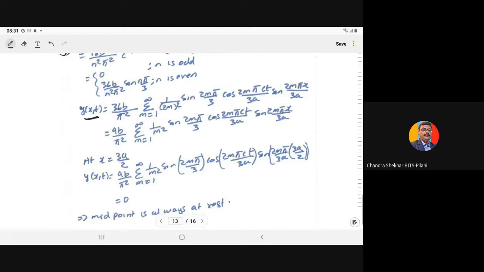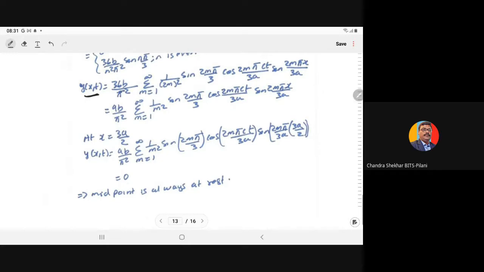So when we put x equal to 3a by 2, you will observe that y is equal to 0, because the 3a and 3a cancel out, the 2 and 2a cancel out, and we get sine of m pi, which for all m from 1 to infinity is 0. So you can observe that the middle point will always be at rest. We have the vibration, but the midpoint will always be at the same point. Never will it be displaced.